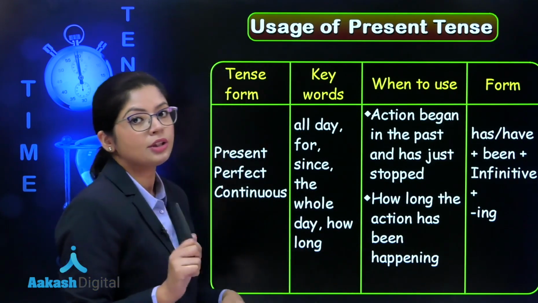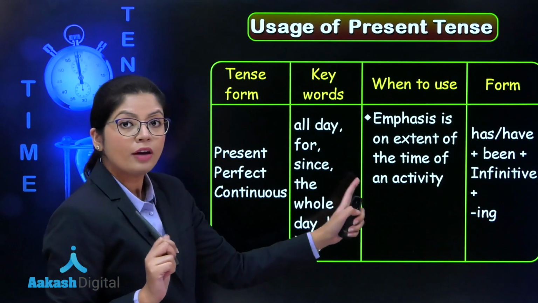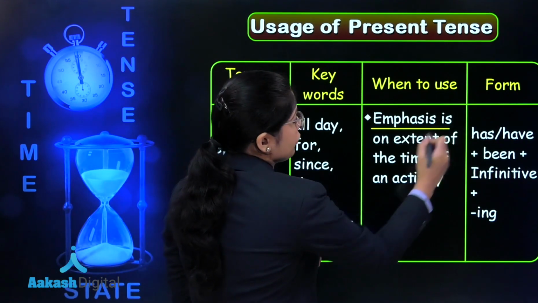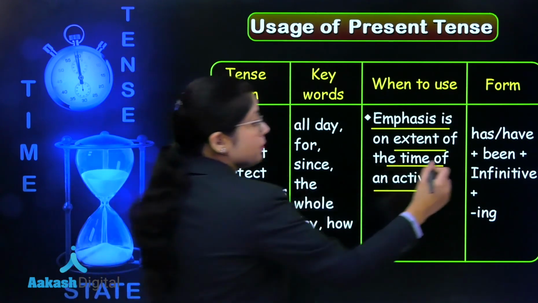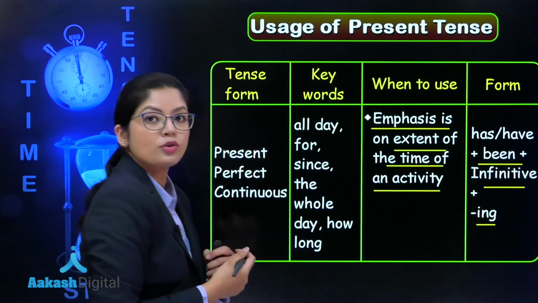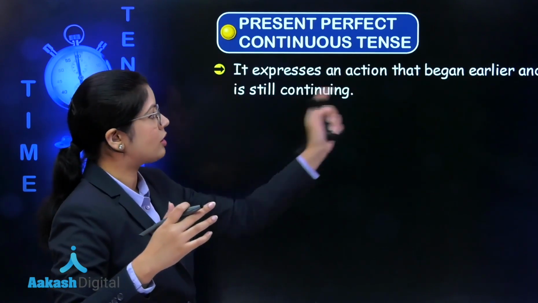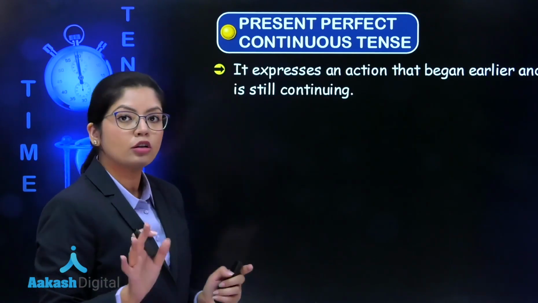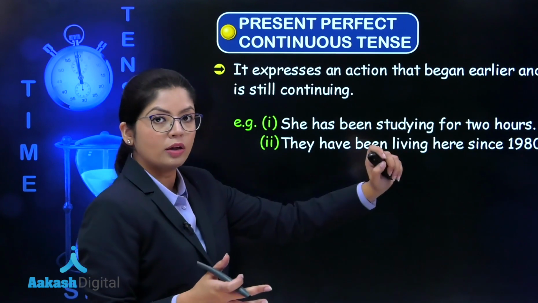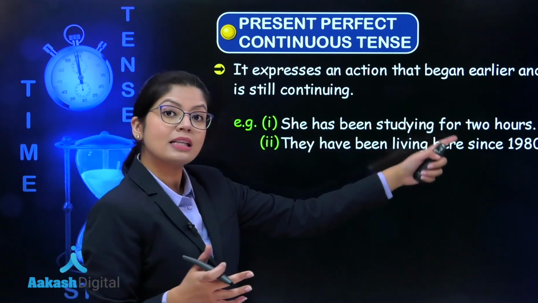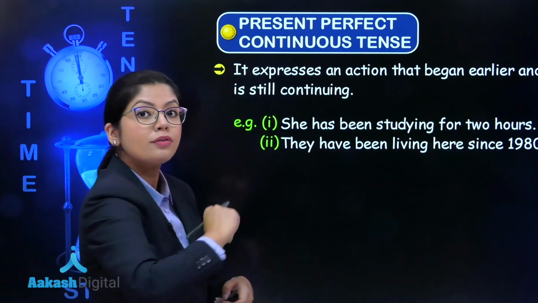But there's one more thing that you need to remember here. The emphasis is on the extent of time of an activity. So if I'm not laying emphasis on the extent of time, I can't use this tense form. If I am using been plus ing, I have to focus on the length of action. The first usage that you remember is it expresses an action that began earlier and is still continuing. You will have a clue, clues such as for, since. For example, she has been studying for 2 hours. They have been living here since 1980. Notice, for is specifying duration, since is specifying point of time.